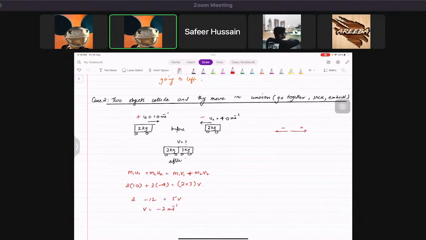So this negative, you see the negative indicates that both go to the left. Is it clear? Any questions? Please let me know. No, sir. It's clear.